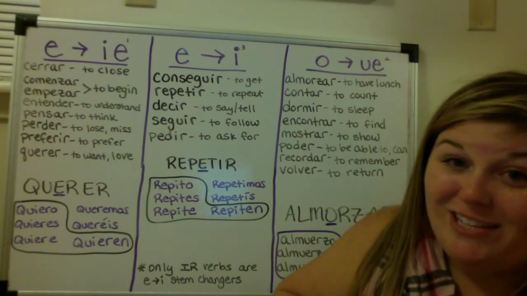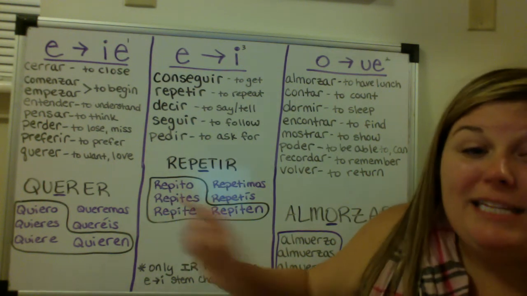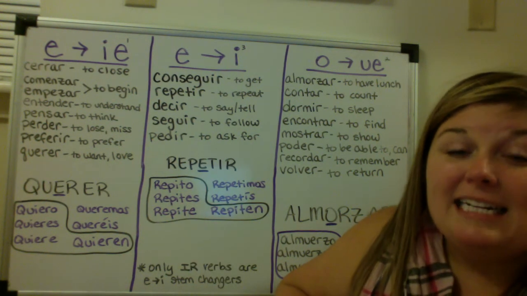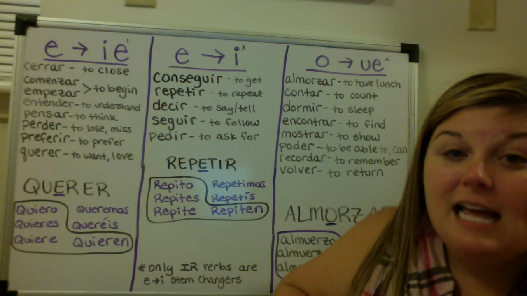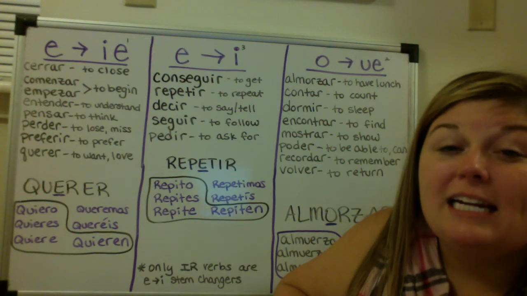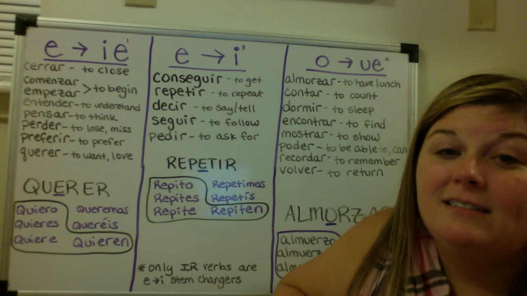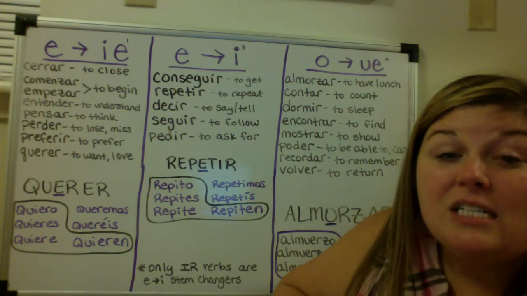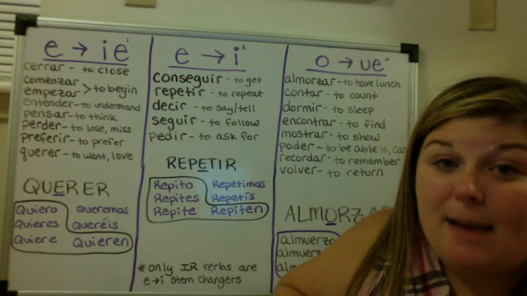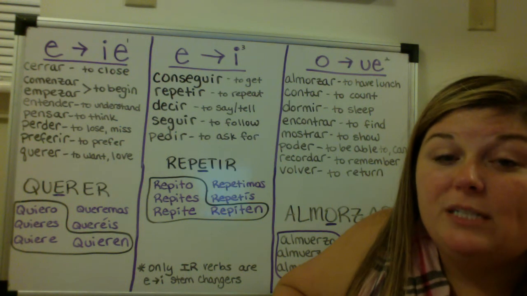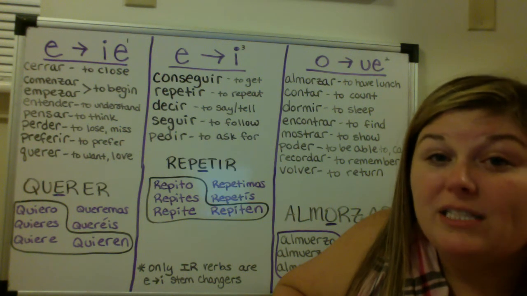So let's go over these conjugations. Repito. Repites. Repite. Repetimos. Repetís. Repiten. So again, when you're changing the stem, you're going to change the stem vowel that's closest to the end of the stem.